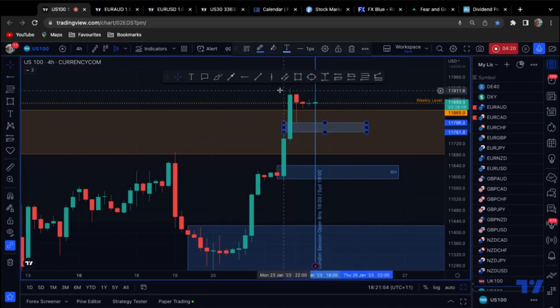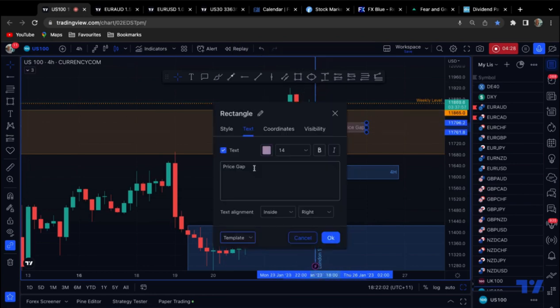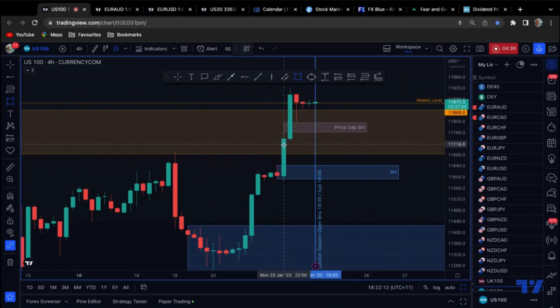Pull that through so we can mark that up. So that would be my first port of call for a target. Price gap 4H. That's that. And then further down, this thin candle here. Have a look. Left, right, pull it through.